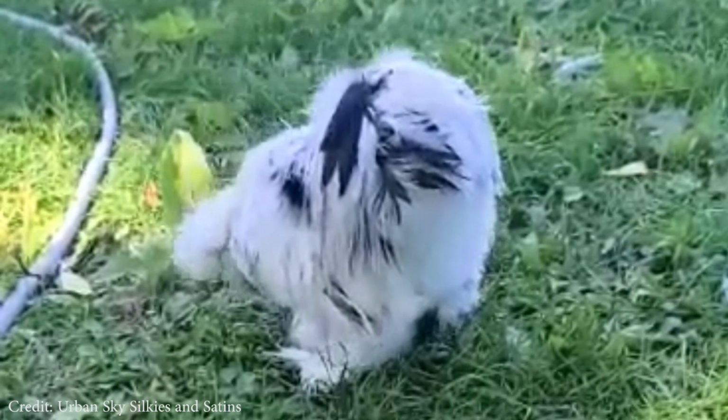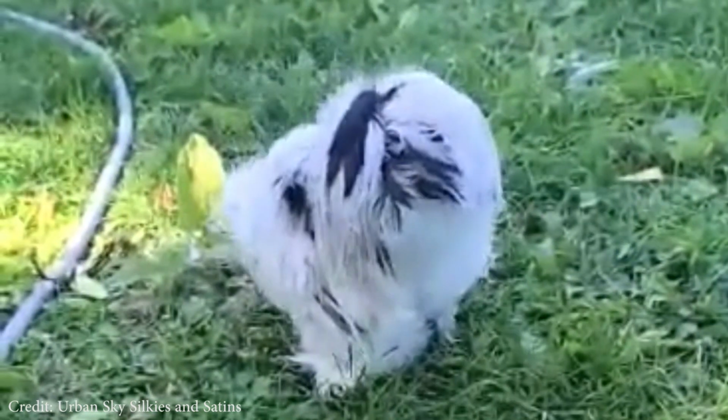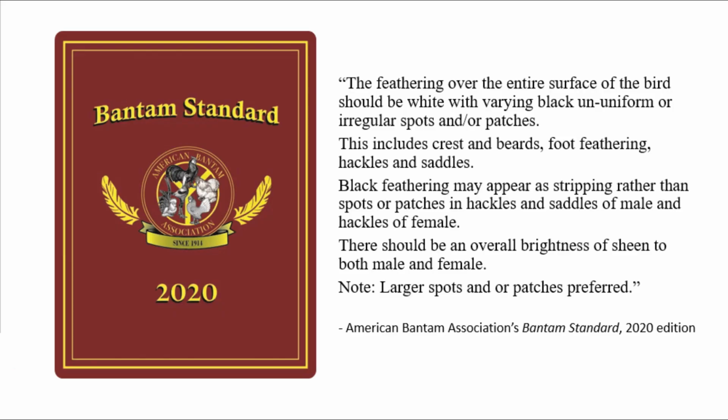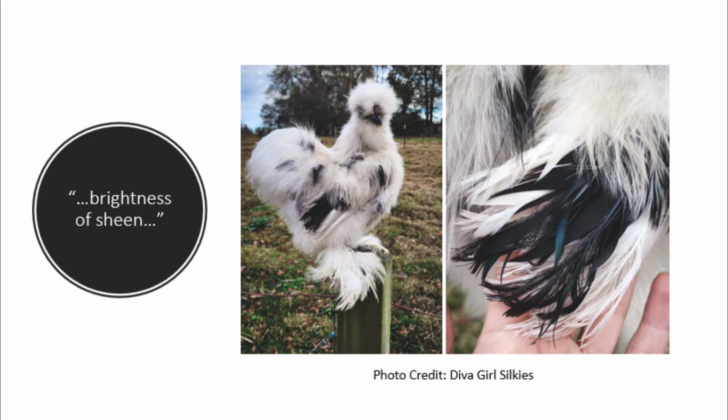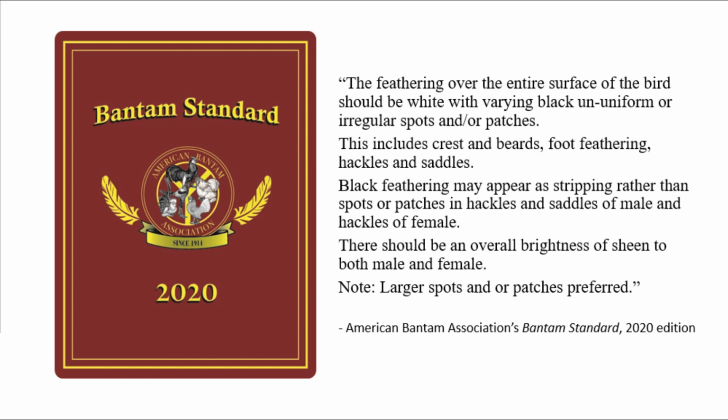But before we go on to the Punnett squares, I'd like to go over a few of the rules of breeding paints. The 2020 edition of the American Bantam Association Standard states that the feathering over the entire surface of the bird should be white, with varying black, non-uniform, or irregular spots and/or patches. This includes crest and beards, foot feathering, hackles, and saddles. Black feathering may appear as striping rather than spots or patches in hackles and saddles of males and hackles of females. There should be an overall brightness of sheen to both male and female, and it notes that larger spots and/or patches are preferred. As you can see here, getting the perfect paint usually takes more than just breeding a dominant white to a black.